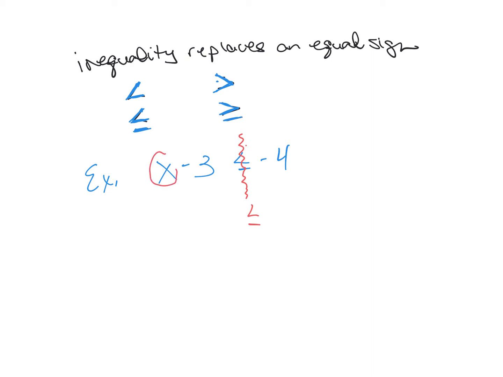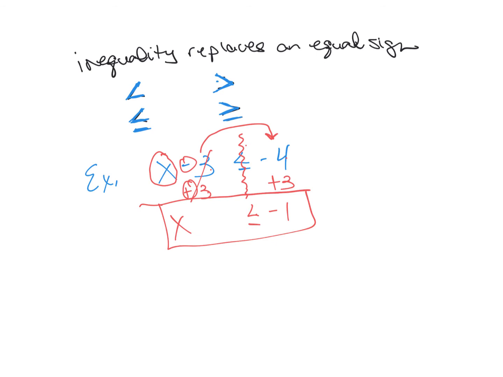So circle your variable. We're going to push the -3 over. So it is a negative. So I want to change signs as I cross the inequality because it replaces the equal sign, cancels out. So I get x equals -3, +3. Check your signs, negative and a positive, that cancels out. Keep your inequality there. -4 plus 3 is -1. All right, let's look at another one.